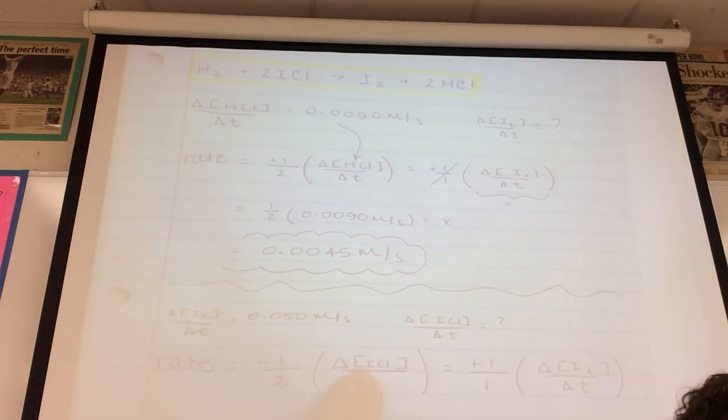So you opted to put this one first, and that's perfectly fine. So this is 1 over 1, so we won't worry about that. So we have -1/2. This is what we're looking for. We'll call that X. And this is 0.050 molar per second. Now this is baby algebra that you probably learned, like pre-algebra from 7th grade. Be careful. You want 1x and you've got -1/2x. So you need to multiply both sides by the reciprocal of this, which is -2.